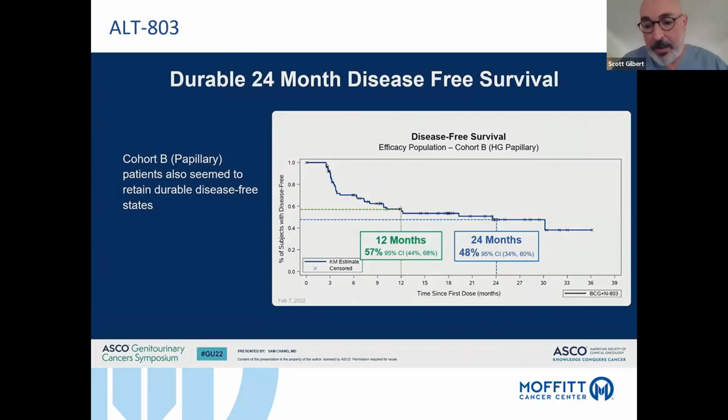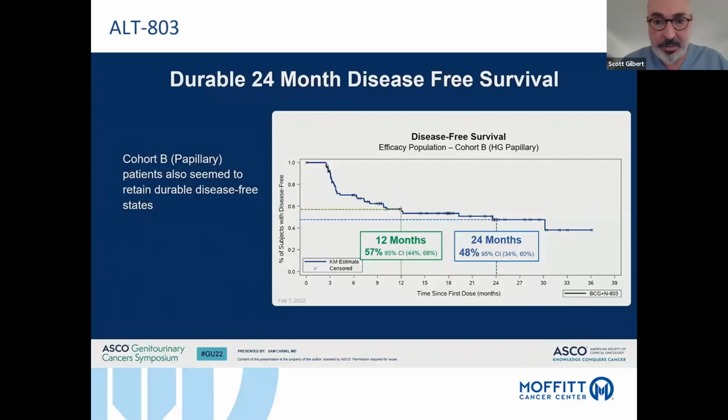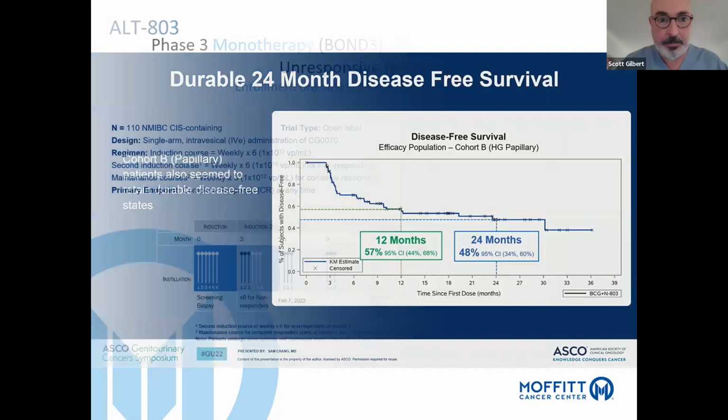For cohort B, which was just papillary Ta disease with no CIS present, the data were similar, surprisingly. So 57%, 48% for 12 and 24-month disease-free survival probabilities. So we'll see how the final study is reported out. But the interesting thing about this particular agent is the durable disease control rates are similar both for papillary disease or disease that contains CIS, which is not something we've seen before. We've typically seen the CIS patients be higher risk for recurrence and have lower disease-free survival as we move from year 1 to year 2.